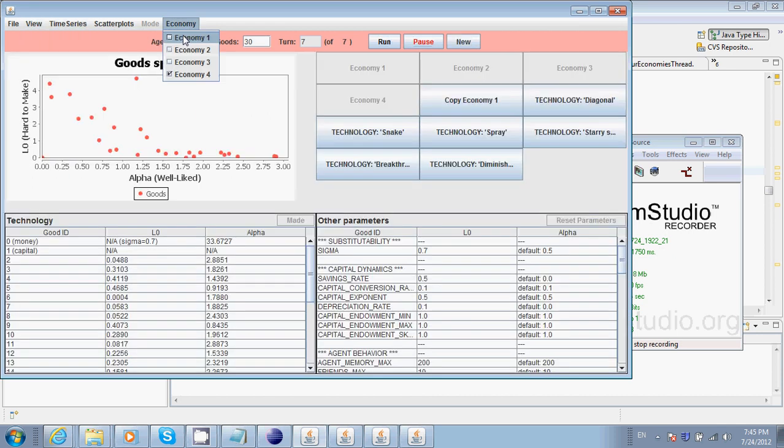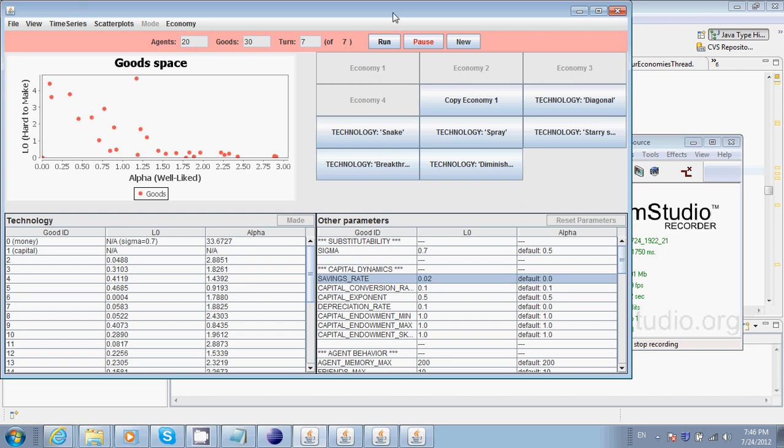What's the difference between these four economies now? 20 agents, 2% saving rate. 50 agents, 50% saving rate. Wow, I didn't realize I put it that high. But 100 agents, 10% saving rate, and 400 agents, 50% savings rate. So this economy one, we saw in the previous ones that it didn't necessarily take that big of a difference to make the switch. 25% versus 40% savings rate made a huge difference.